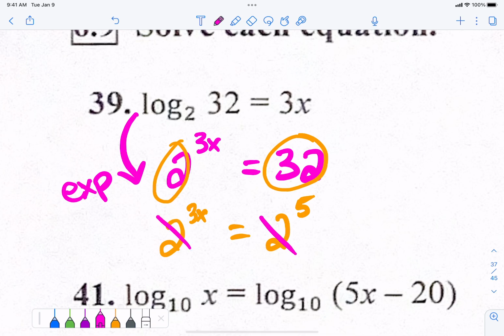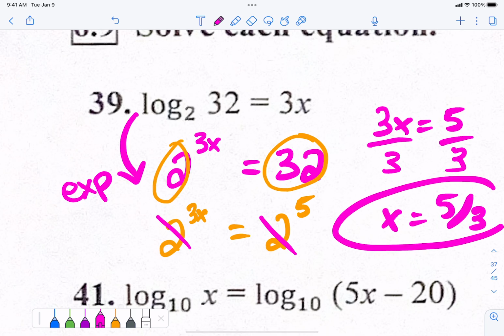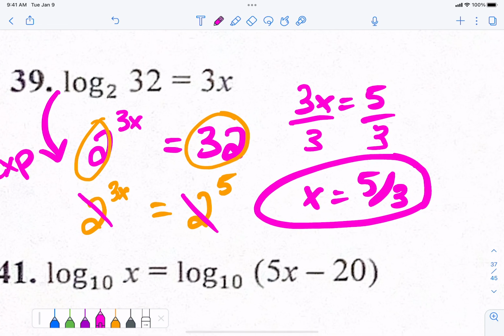Now what happens? The 2's cancel out, so I have 3x equals 5, right? Then divide by 3, so x is 5 over 3. I would just leave him as 5 over 3. Okay, you can change him to a fraction, whatever, or mixed number, I don't care.